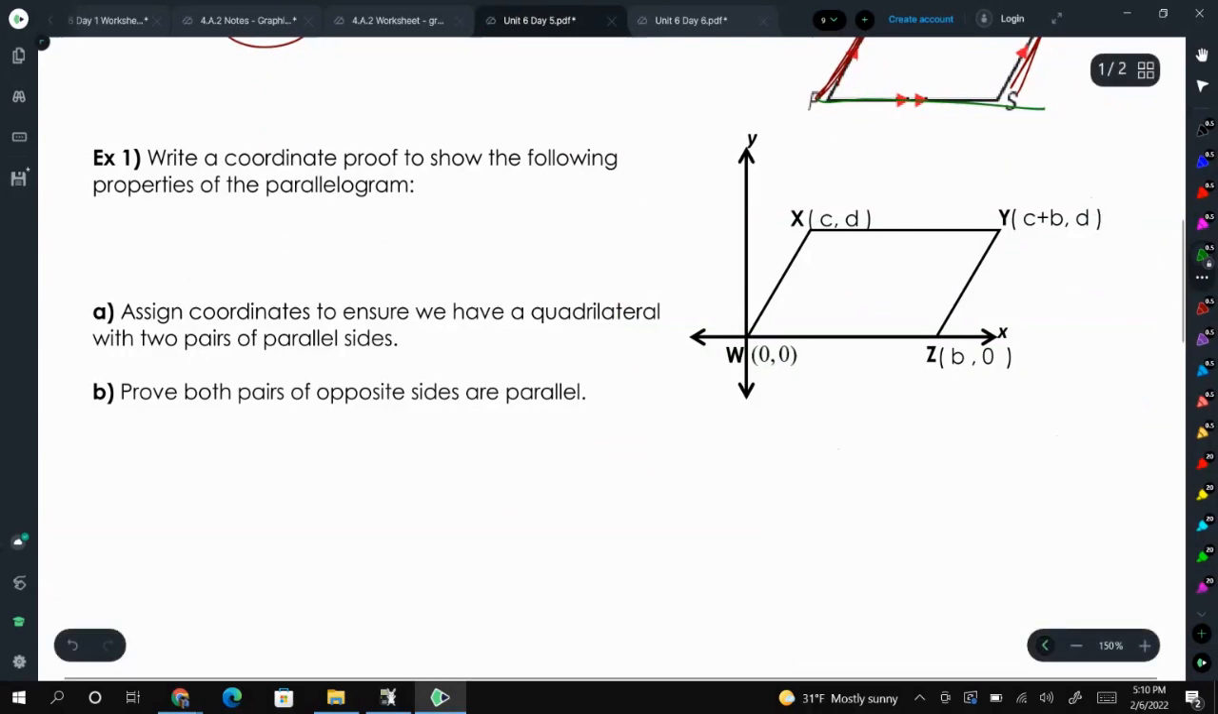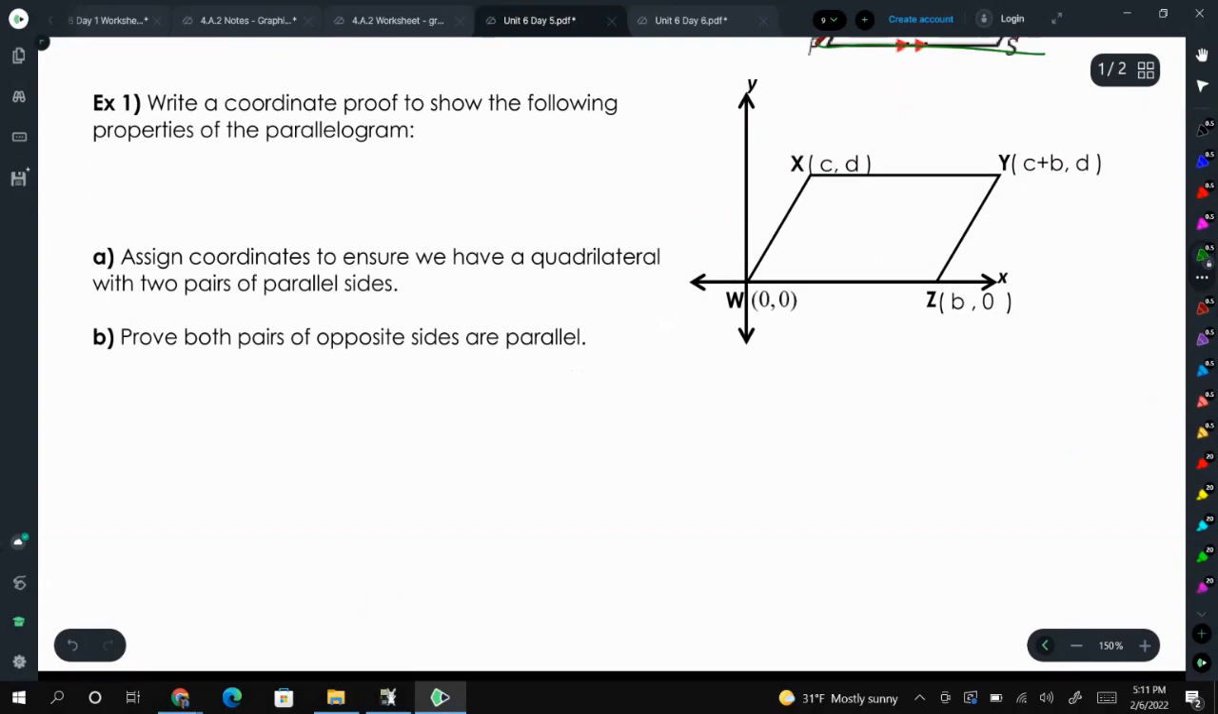So we have the coordinates that were assigned to this problem. Now we're going to prove that both pairs of opposite sides are parallel. So we're going to find the slope of these two sides, XW and YZ, and they should be the same. And then we're going to find the slope of XY and WZ, and those should be the same as well.